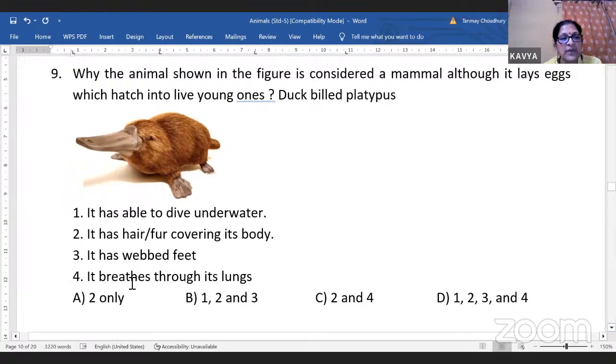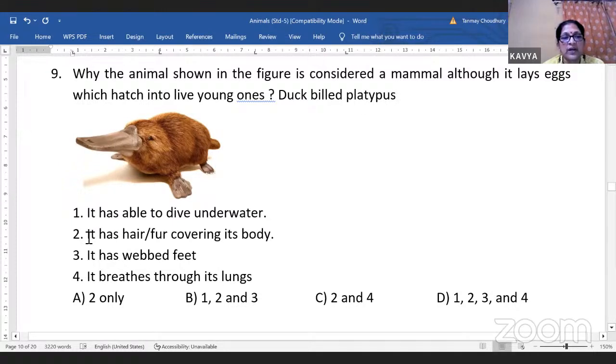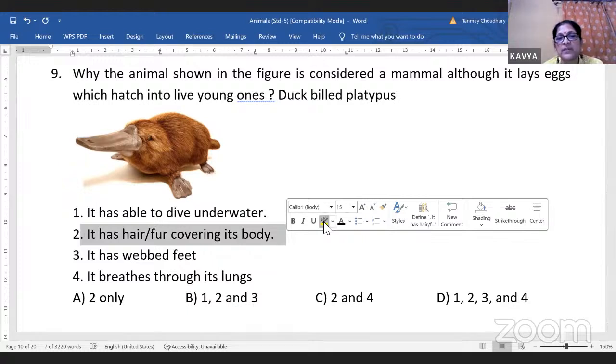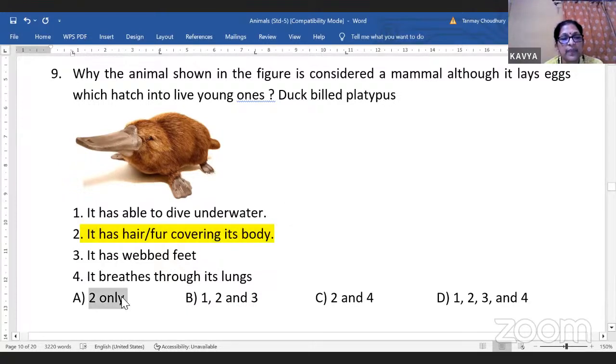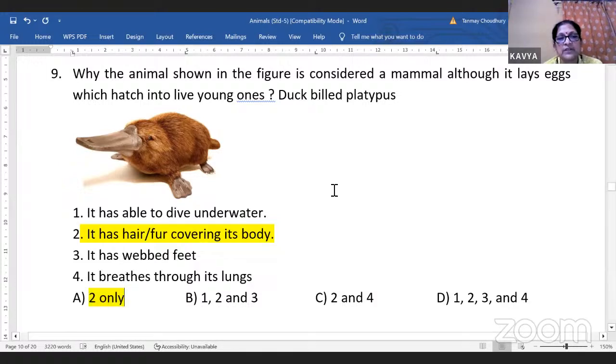Now, it breathes through the lungs, but not for this reason is it known as a mammal, because the birds also breathe through lungs, the reptiles also breathe through lungs, the amphibians also breathe through lungs. So this cannot be the answer. It has got hair or fur covering on its body. This is a very characteristic feature of all the mammals. So the answer will be 2 only. Not the others. So this is a duck-billed platypus.